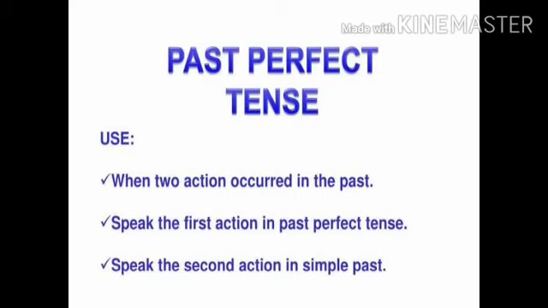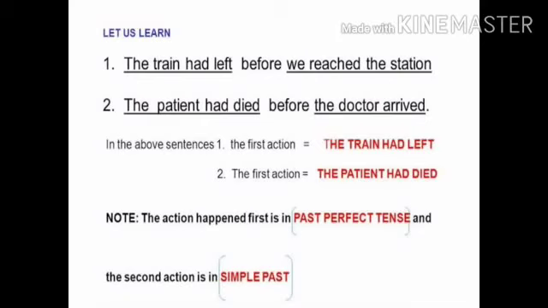So it is clear that we use the past perfect tense when two actions occurred in the past. The first action takes the past perfect tense and the second action expresses the simple past. Let us learn some examples. In these sentences, we have two completed actions that occurred in the past. In the first example, the train had left is the first action and we reached the station is the second action, which occurred later and completed in the past.